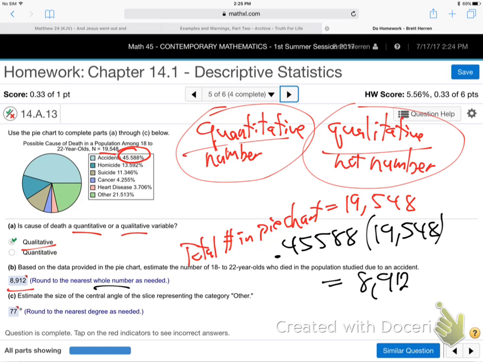Good. Now the last question, C, is a little more tricky. Estimate the size of the central angle of the slice representing the category other. So they want an angle. It's kind of weird, right? The other is 21%, right? The other is 21.513%, right? Yeah. So what do I do?